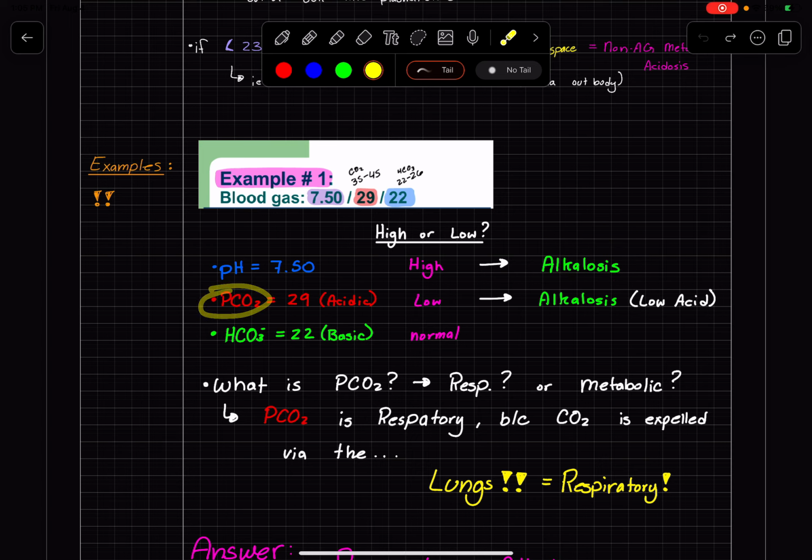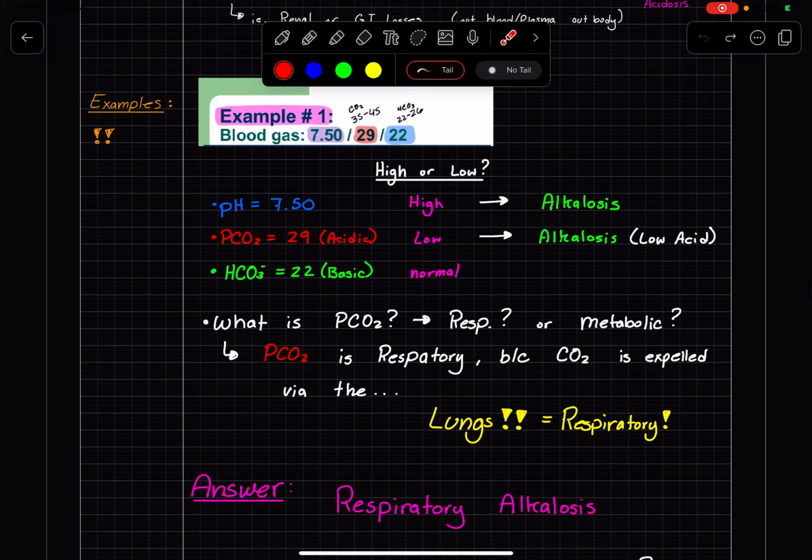Okay, moving down. CO2 is 29. Well, that's less than our 35 to 45 that I wrote up here, right? So that means that it's low. What does a low CO2 mean? Well, I said you want to think of CO2 as an acid. So low acid means that it's probably more basic. More basic means alkalosis. Okay, last one, bicarbonate, 22. It's a little low normal, but it's within that normal range, so we're just going to keep it at normal. Nothing changed, so we don't need to deal with that one right now.